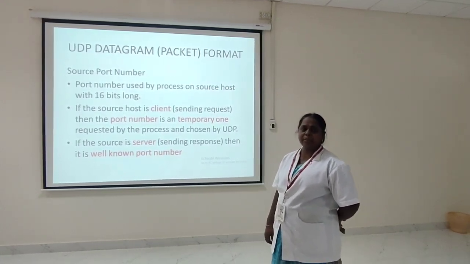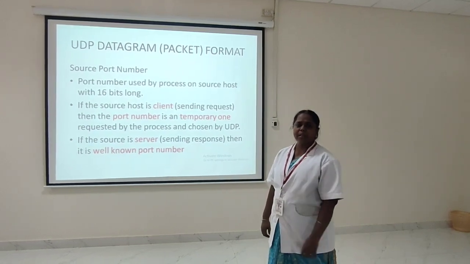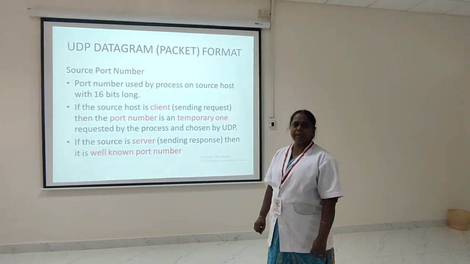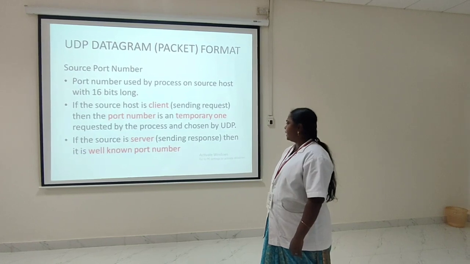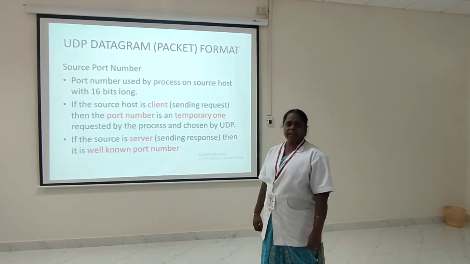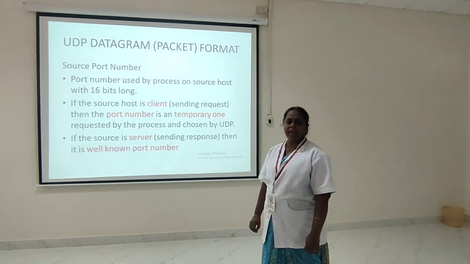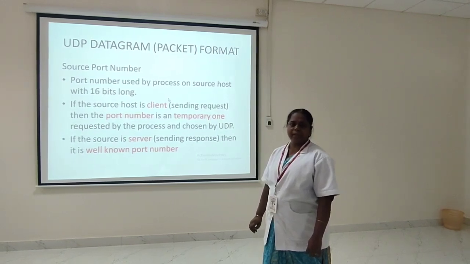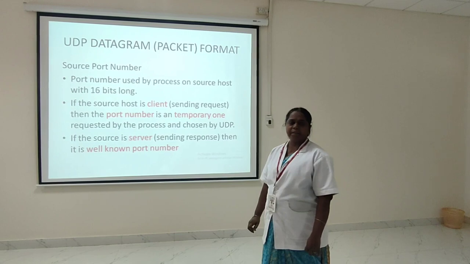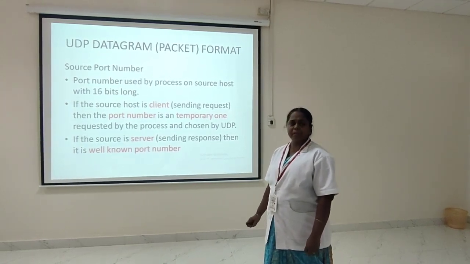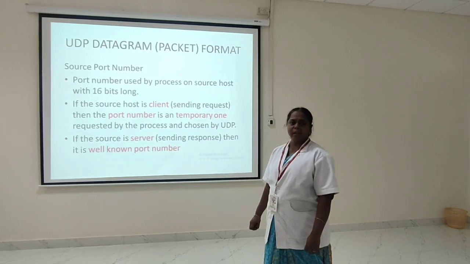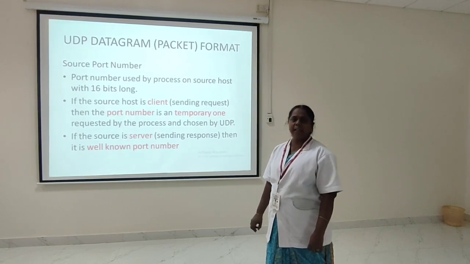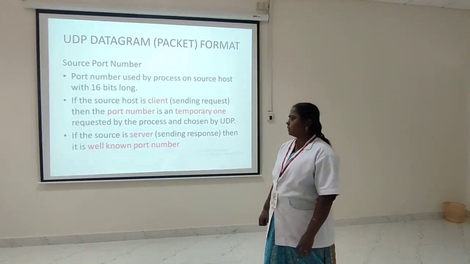Usually, some of the port numbers are called well-known port numbers. These port numbers are specified in the server. And the client, if it wants to communicate with the server, uses a temporary port number. If the source is a server sending a response, then it is a well-known port number. Well-known port numbers are used in the server to identify whether it is a UDP protocol or a TCP protocol. For example, if it is TCP, then 21 is used for file transfer protocol. For UDP, 7 is echo, which is a well-known port number. If any client communicates with the server for any request, then it uses temporary port numbers.